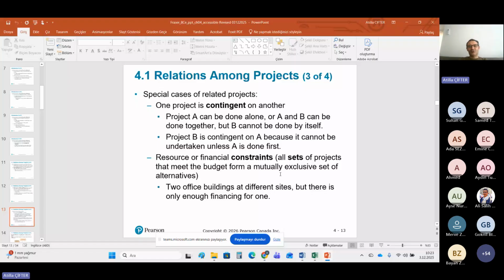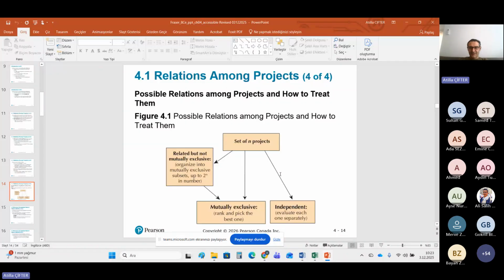And then we have sources of financial constraints. It means that we have limitations for resources or financial capability. It depends on our budget. Okay. So let's see what types of projects we have. N projects, as you can see. Independent, evaluate each project separately. Mutually exclusive, rank and pick the best one. Related but not mutually exclusive, you can organize mutually exclusive setups up to second projects so that you can rank which project you will select. Okay.